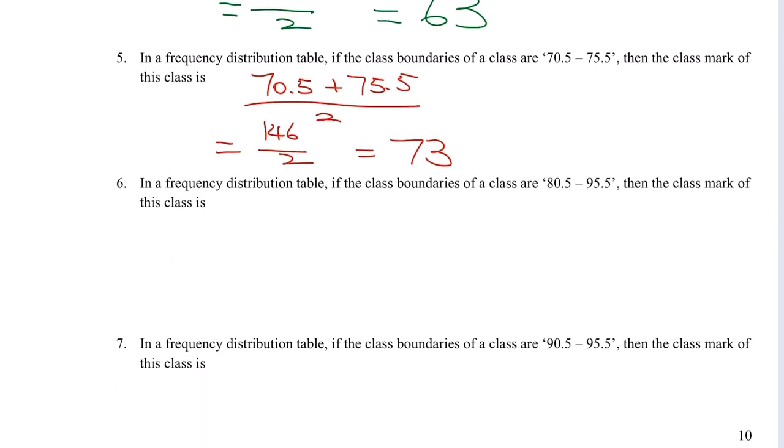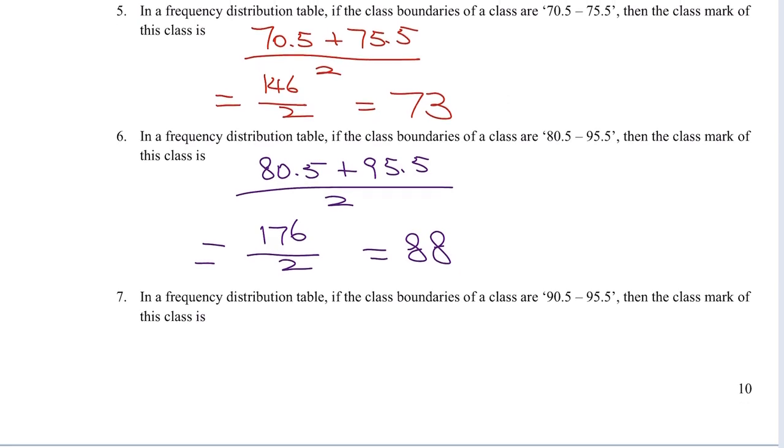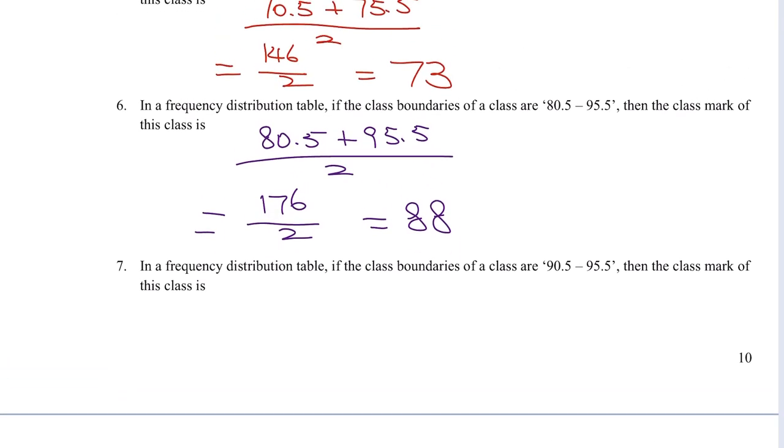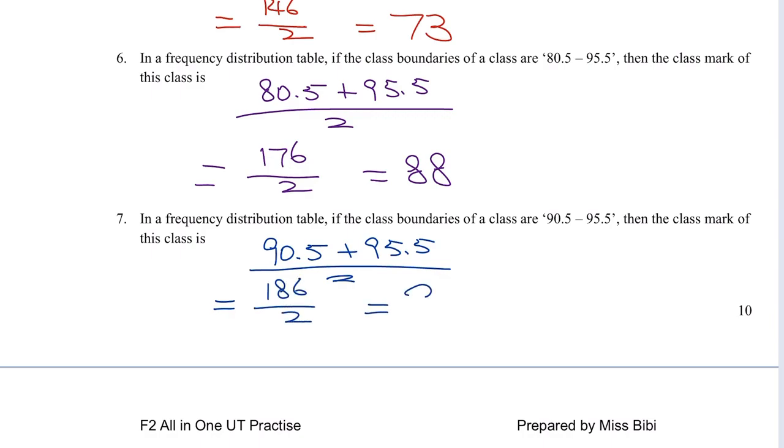Just continue. The first one plus the last one divided by 2, and you have your answer as 176 divided by 2, which is 88. Please use calculators. Even for 1 plus 1 we use calculators, so why not this? And then next one, again you have a class boundary, and you have to find the class mark of it. So the first one plus the last one divided by 2. You will have 186 on top divided by 2, you get 93.